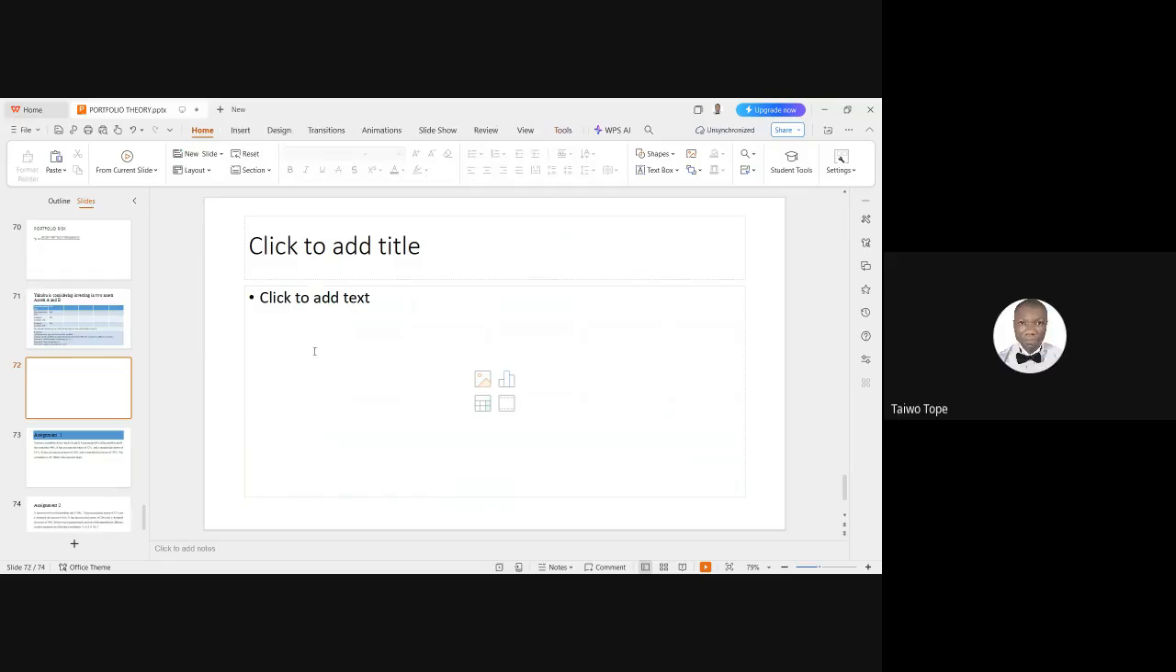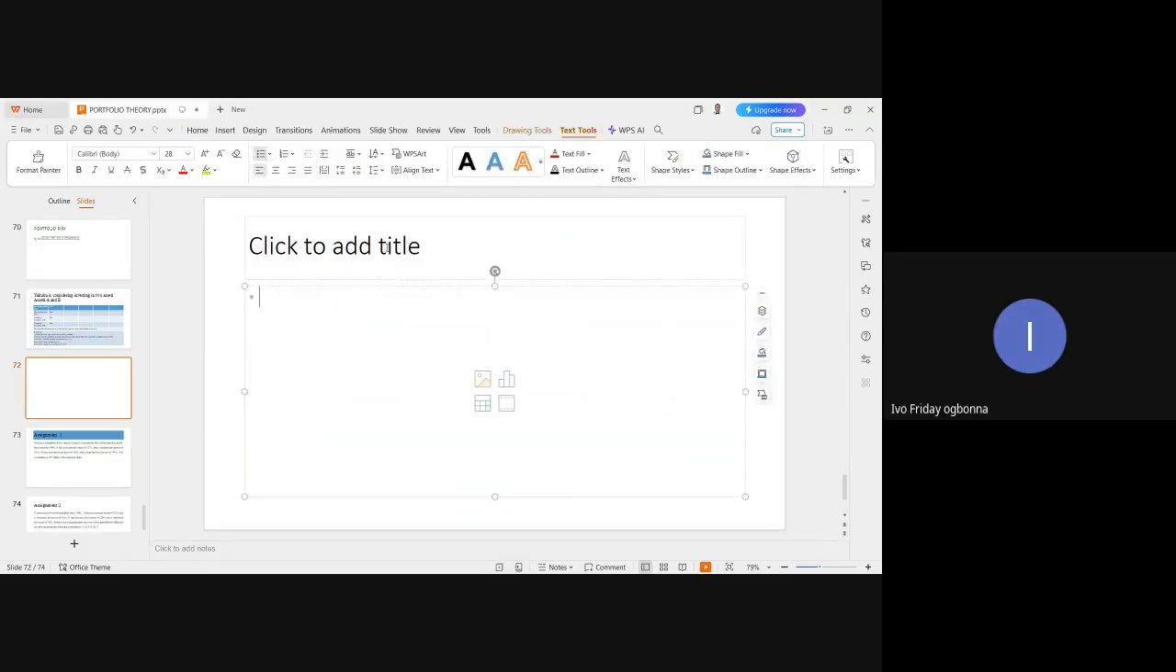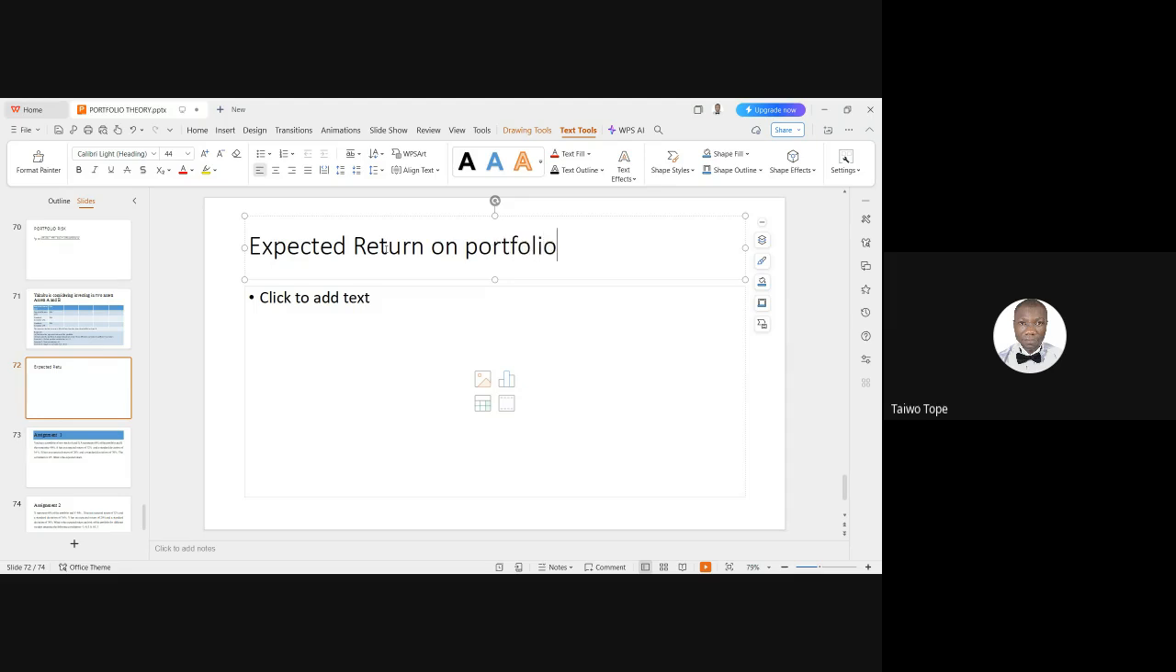Weight of security A times return of security A, plus weight of security B times return of security B. Very good. So expected return, that is what we treated last week. Expected return on portfolio. Our formula will be what? That is RP equals weight of A times return of A, then plus weight of B times return of B.